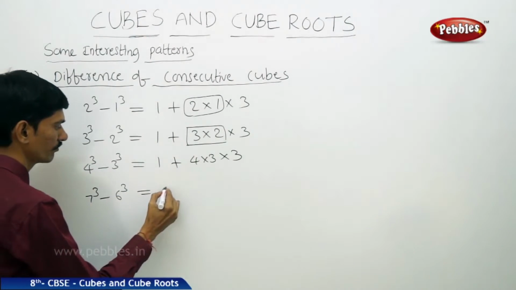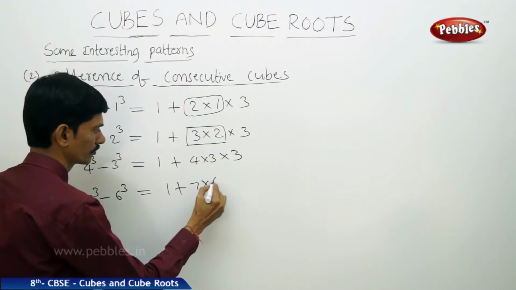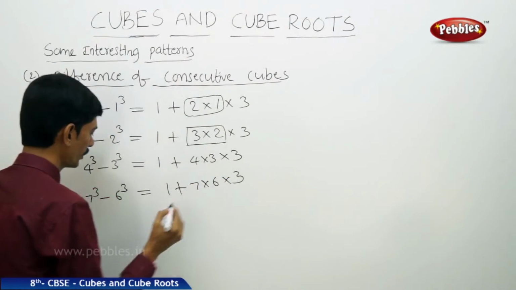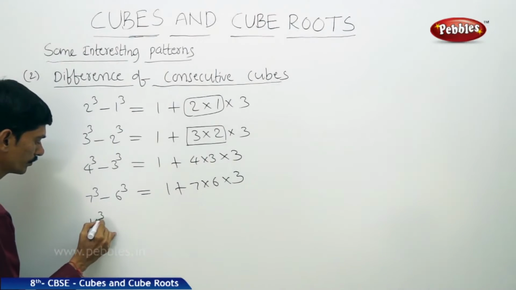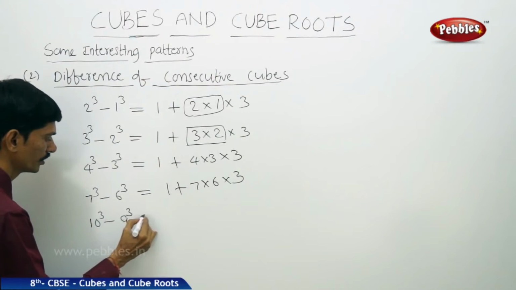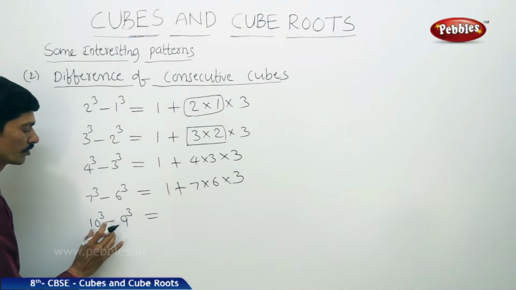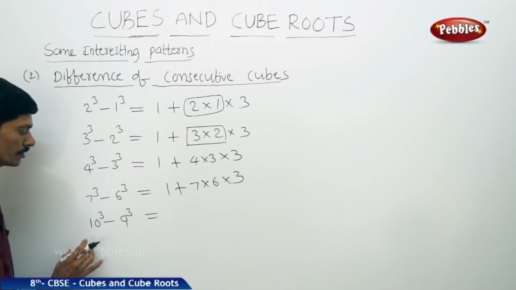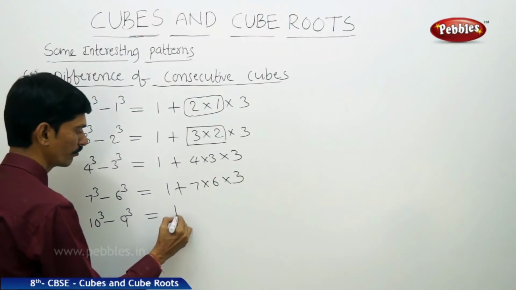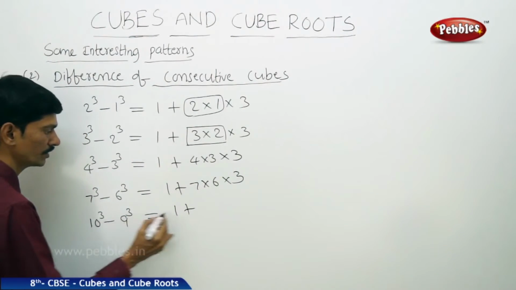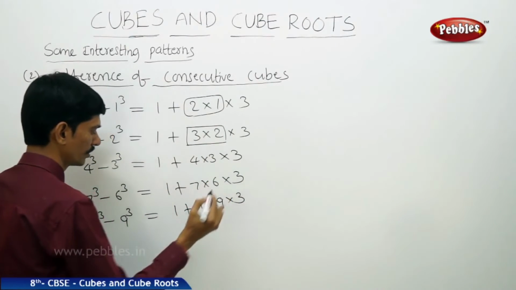We can write that 1 plus 7 into 6 into 3, and we can write 10 cube minus 9 cube also. So 10 cube minus 9 cube. Here 9 and 10 are consecutive cubes or not? 9 cube and 10 cube are consecutive cubes. So we can write that 10 cube minus 9 cube equals 1 plus 10 into 9 into 3.